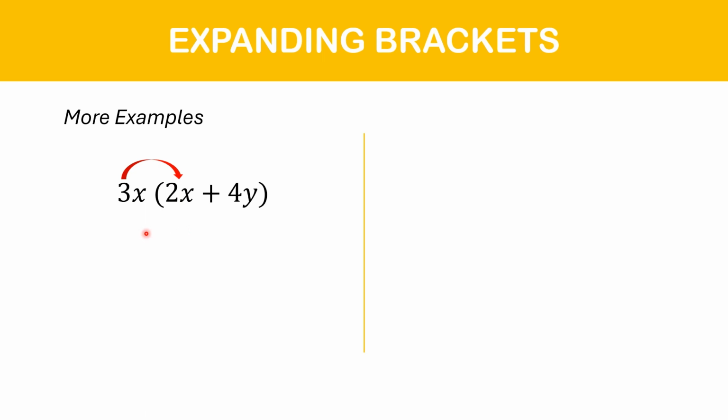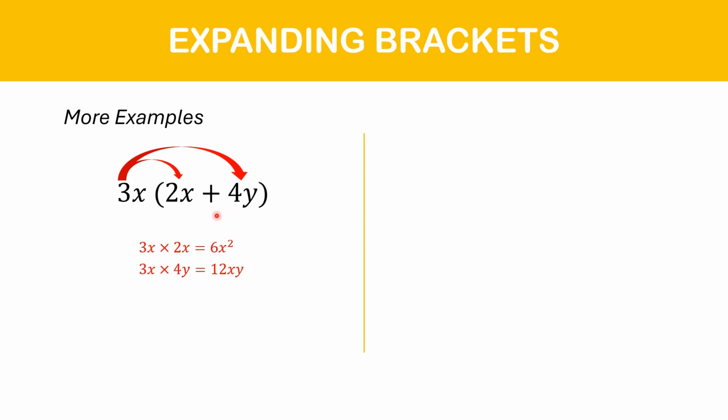3x times 2x, that gives us, well, we times 3 and 2 together to get 6. And there's two x's, there's an x here and an x here, so we collect them up to give us x squared. 3x times 2x is 6x squared. And then the next step, of course, we know we times 3x by 4y. 3 times 4 is 12, xy. We just write xy next to the 12 because we can't multiply x and y because they're pronumerals, so we express it as 12xy.